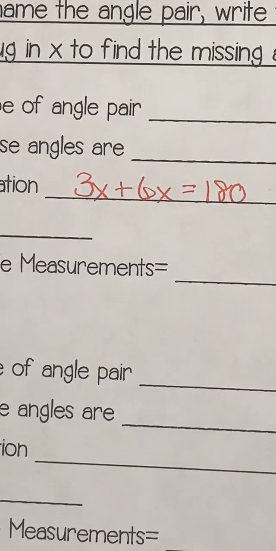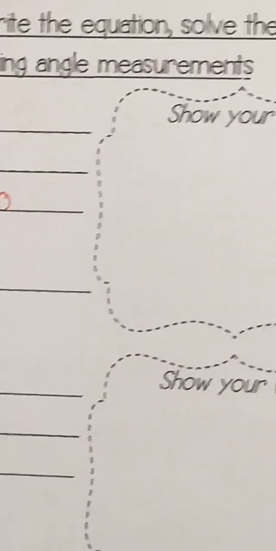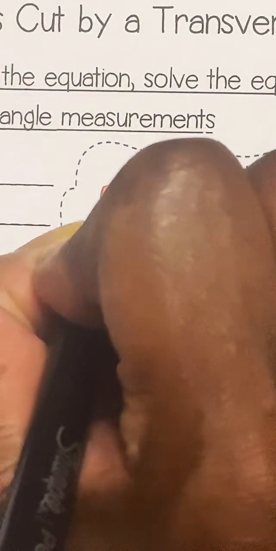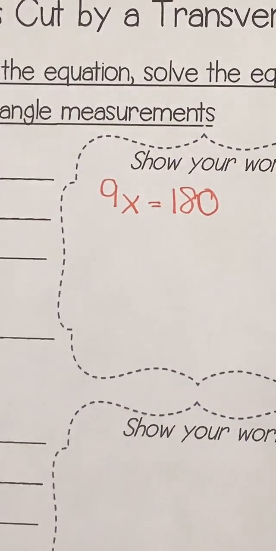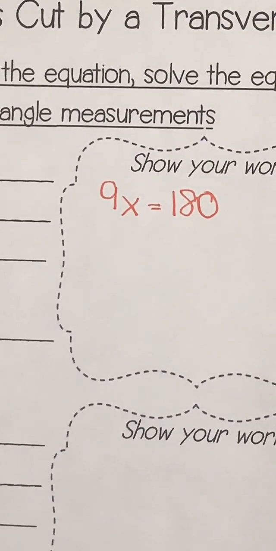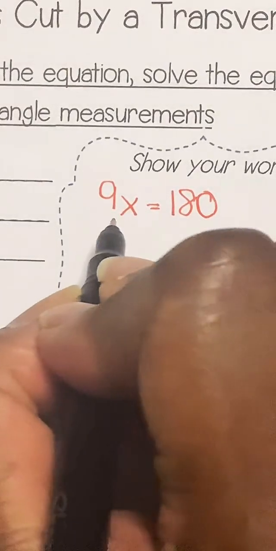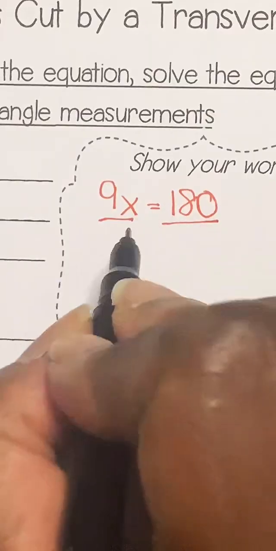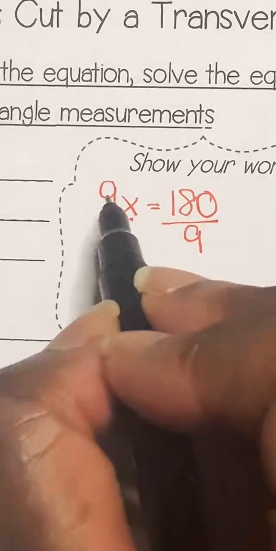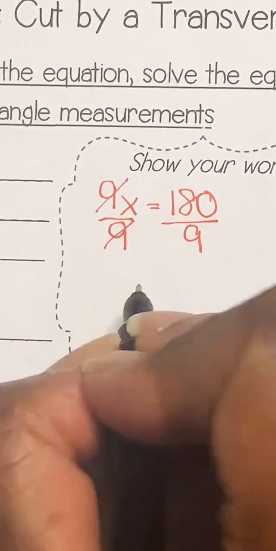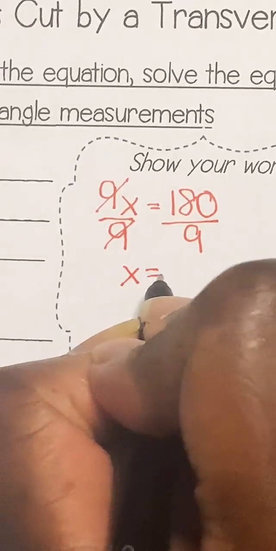Okay, so 3x plus 6x does give us 9x. So if 9x equals 180, what do I need to do next? TG is saying x is 20. Okay, so yes, we have to divide. We're going to divide both sides by the 9 because we're trying to get x by itself. So 9 divided by 9 gives me 1x, or I can just simply put down x.